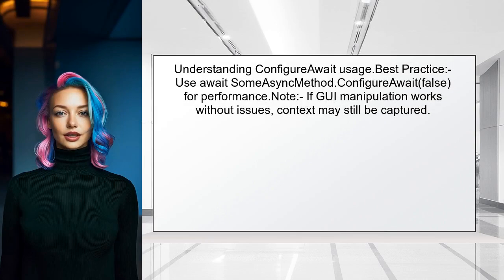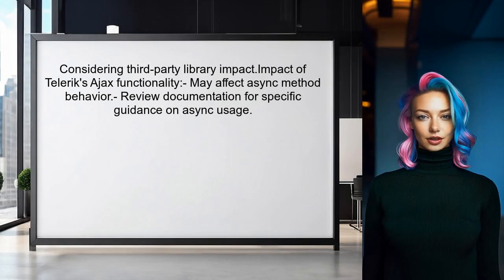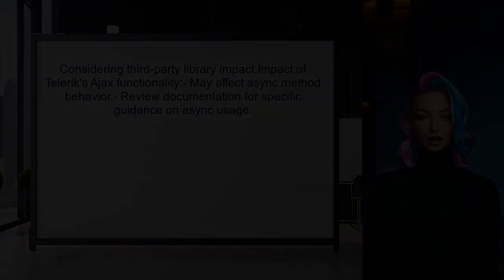Now let's discuss the use of configure await. The user should understand that using configure await with false can improve performance by not capturing the synchronization context. However, if the user is able to manipulate GUI elements without issues, it may indicate that the context is still being captured. Finally, the user should consider the impact of using third-party libraries, such as Telerik's Ajax functionality. These libraries may influence how async methods behave, especially regarding context and event handling.